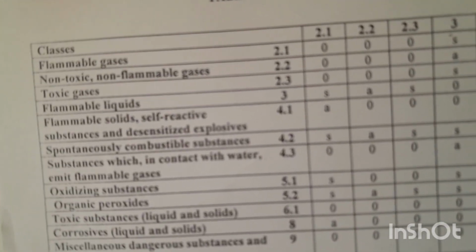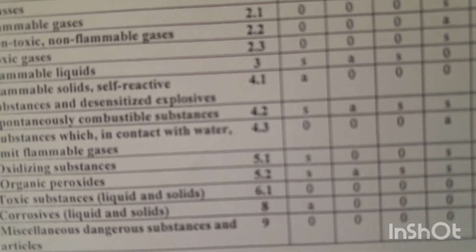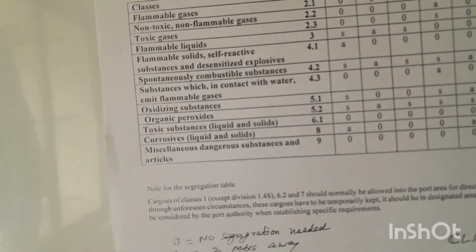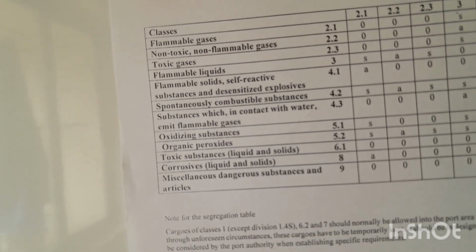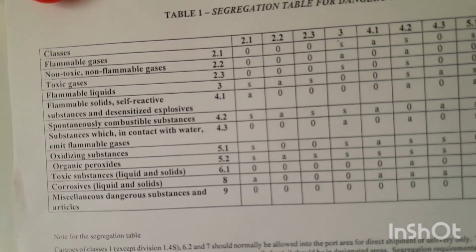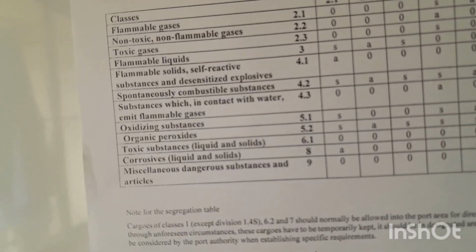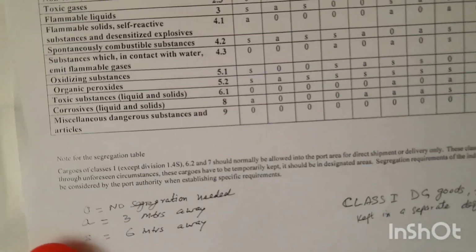Similarly, 6.2 is again toxic gases. This cannot be brought. Class number 7, radioactive substances, is also not supposed to be brought to the port, CFS and ICD. They have to be directly picked up from the factory and then taken to the ship for the purpose of loading. Now coming to what is mentioned here, A, yes, these two.